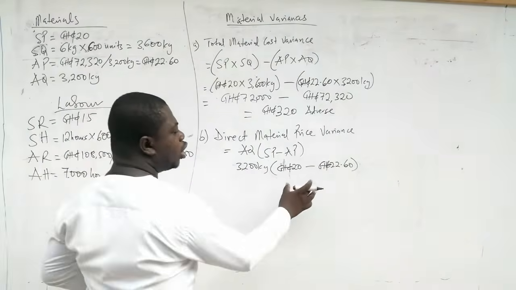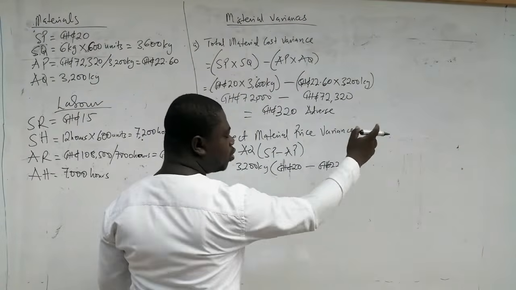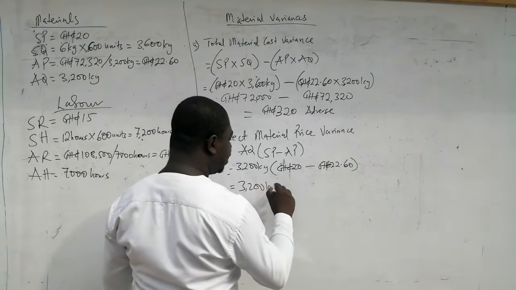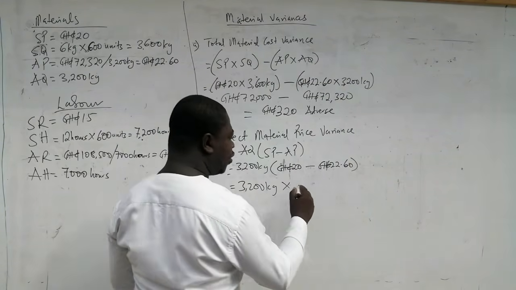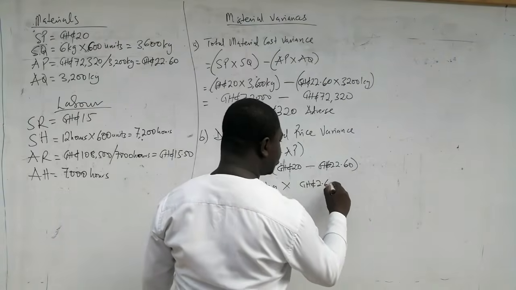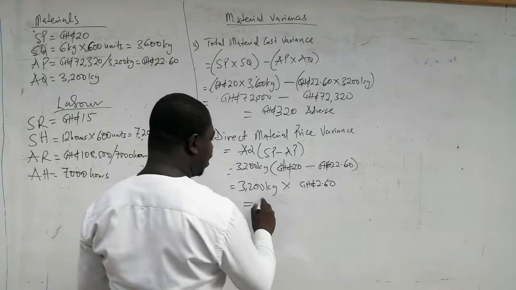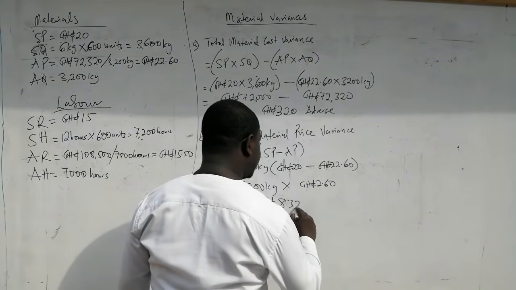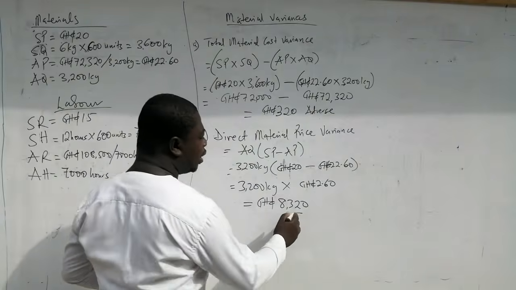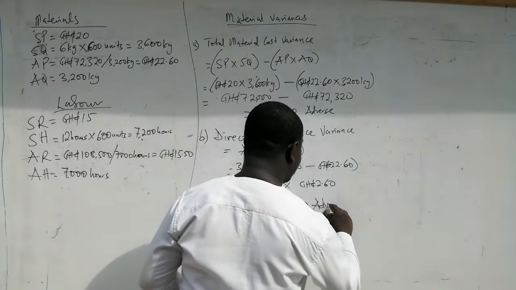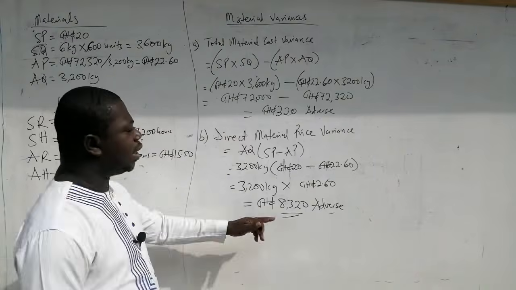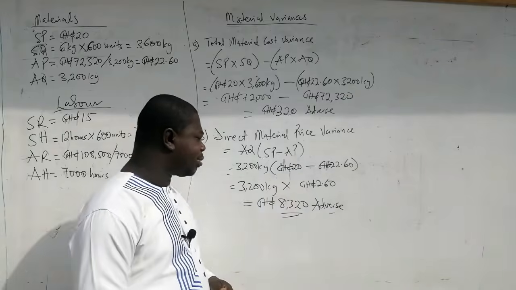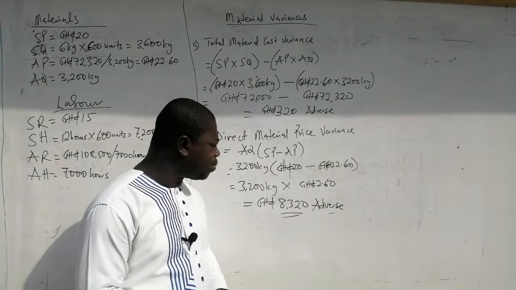And so when you subtract, you could see that the actual price was more than the standard price. And so 3,200 kg will be multiplying an adverse variance of 2 cedis, 60 pesos. And that will give the overall variance of 8,320. And this is also an adverse variance because the actual price was more than the standard price. We incurred more than we expected, and therefore this will give us an adverse price variance.